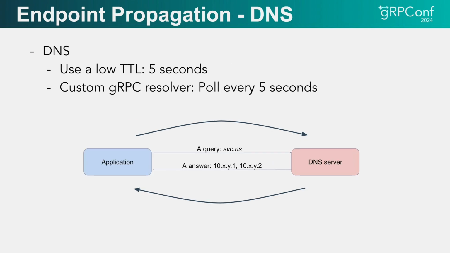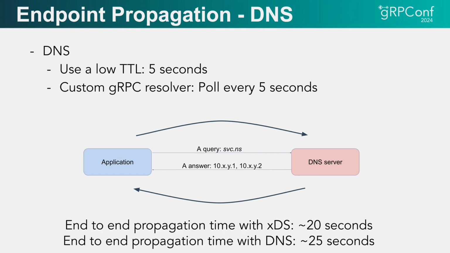So how does that fare against DNS? Well, because we control the whole DNS stack, we were able to set really low TTLs, and we were also able to roll out some custom resolvers for gRPC, which poll every 5 seconds. So in the case of DNS, for us, we also ended up with propagation times that were actually quite acceptable, like a bit longer than xDS.